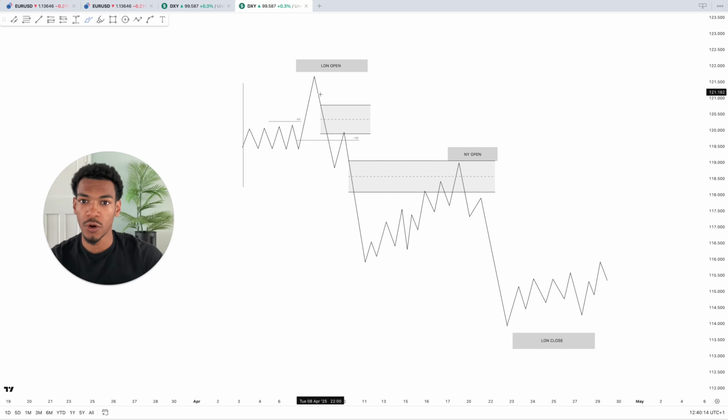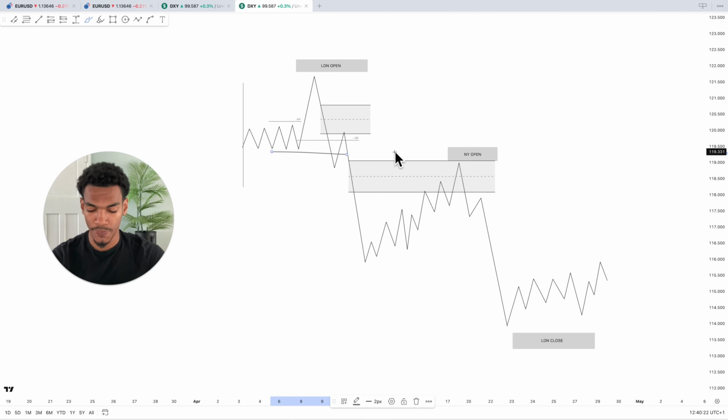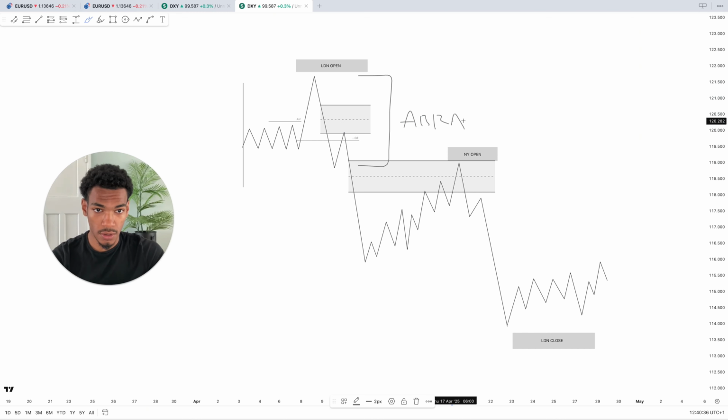Now, what we wait for is sellers to step into the market. We want to see some intent being left behind in the form of an imbalance, and we want to close below this region here. Once we get that, we more or less have a confirmation that sellers are stepping in, and we are looking within this high and this low for some form of array to form here, right?